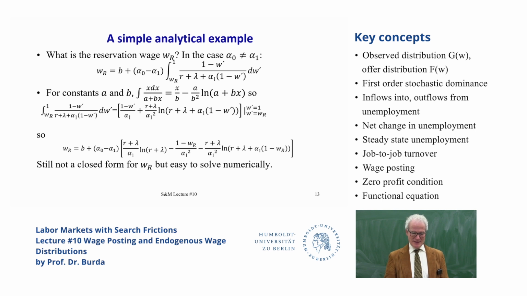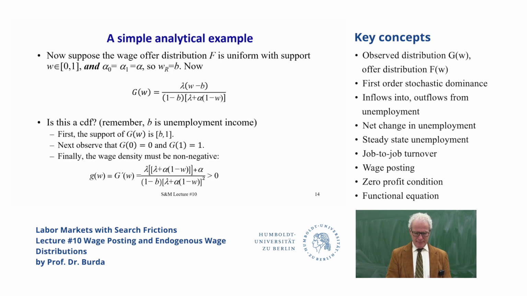So I guess I misspoke. We can get a very crisp form for the reservation wage formula, and it leads to this still non-closed form solution for WR, but you can guess that pretty easily, or you can use numerical approximation to approximate it. Okay.